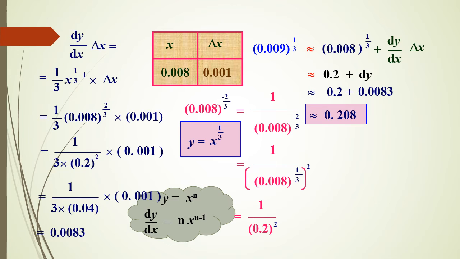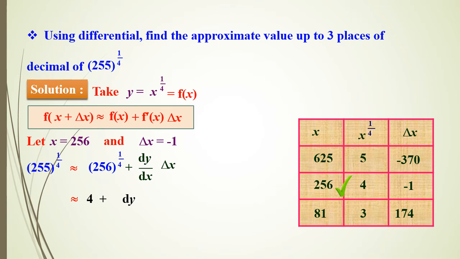This is the solution. In this problem, we will be finding the approximate value of 255 whole raised to 1 by 4. Whatever procedure was adopted for the previous sums should be followed here as well, but the values of x and delta x will be different. So 256 is the fourth root. 256 can be written as 4 to the power 4 whole raised to 1 by 4. The 4 and 4 can be cancelled very easily.